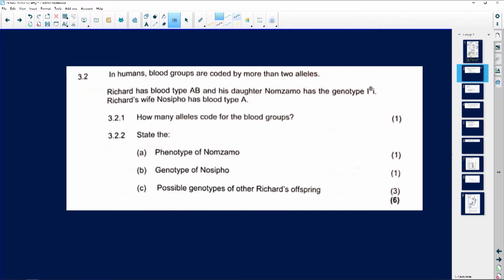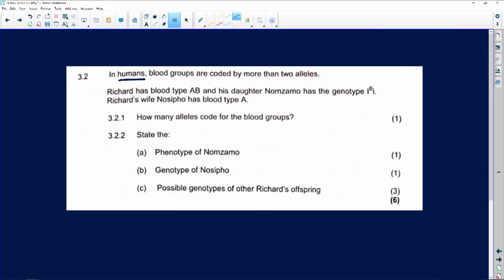Let's look at our next question. It says, in humans, blood groups are coded for by more than 2 alleles. Now, people, we always have 2 alleles. You have one allele that will sit on your paternal chromosome, and we did this on Thursday in preparation for paper 1.